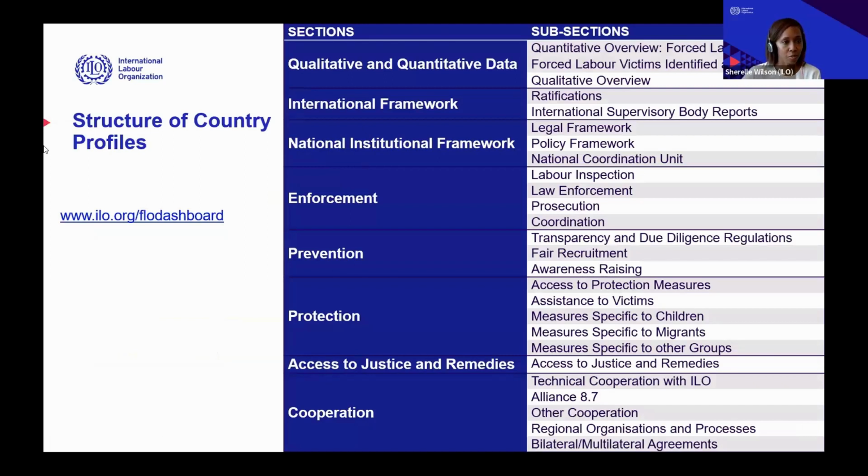So as you can see from the screen at the moment, each country profile is divided into 8 sections. So we start with qualitative and quantitative data, then we cover the international framework, national institutional framework, enforcement, prevention, protection, access to justice and remedies, and cooperation. So now I'll present the website.